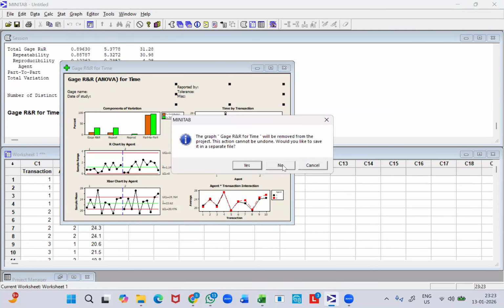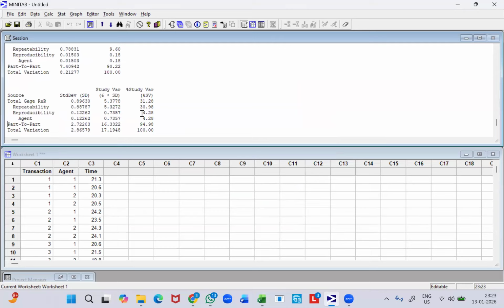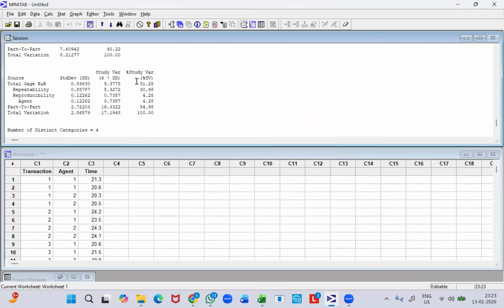You can even refer to the output section. If you scroll down, you can find what is called percentage study variation. This percentage study variation is the metric which we need to consider for the gauge R&R variation as well as the repeatability and reproducibility variation. For the total gauge R&R variation, we have the percentage study variation as 31.28%, for the repeatability component we have the percentage study variation as 30.98, and for the reproducibility component we have the percentage study variation as 4.28.